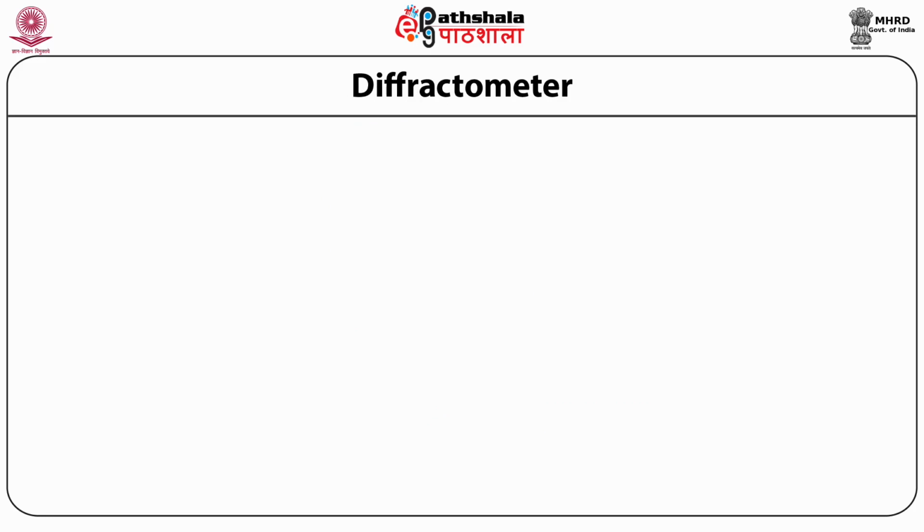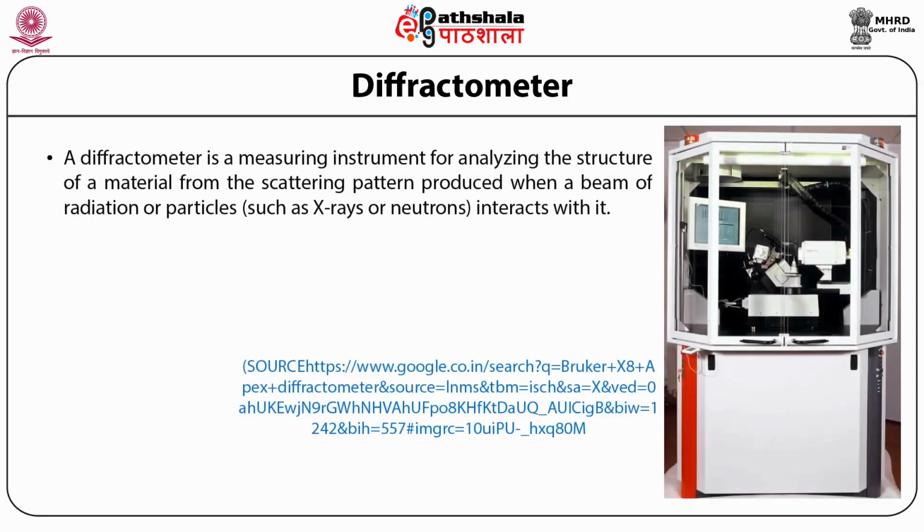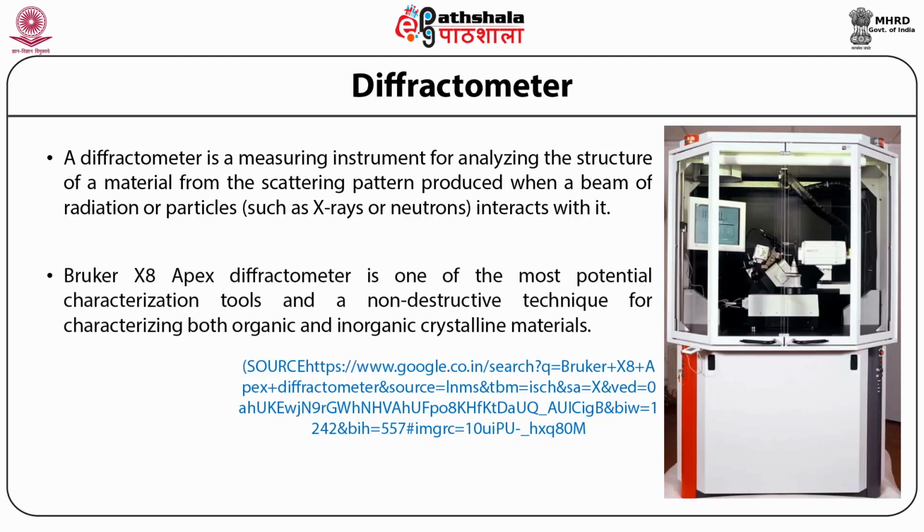Here is the photograph of an X-ray diffractometer. What is a diffractometer? A diffractometer is a measuring instrument for analyzing the structure of a material from the scattering pattern produced when a beam of radiation or particles such as X-rays or neutrons interacts with it. This is the Bruker X8 Apex. Bruker is the manufacturer of X-ray diffractometers. The Bruker X8 Apex diffractometer is one of the most potent characterization tools and is a non-destructive technique for characterizing both organic and inorganic crystalline solids.